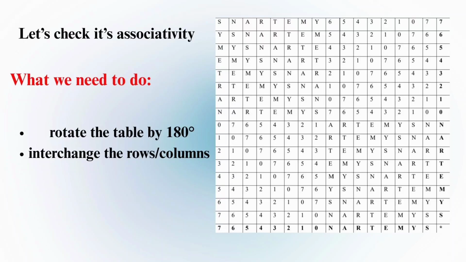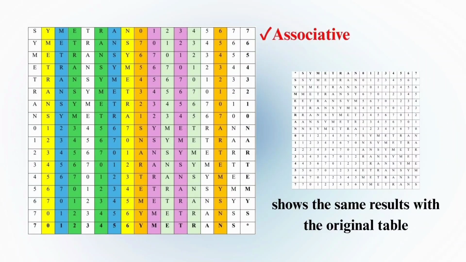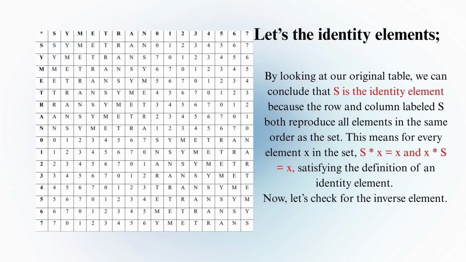In interchanging, as you can see in this result, we got the same result as our original table. So, therefore, we can say that this table is associative. Now, let's check the identity element.